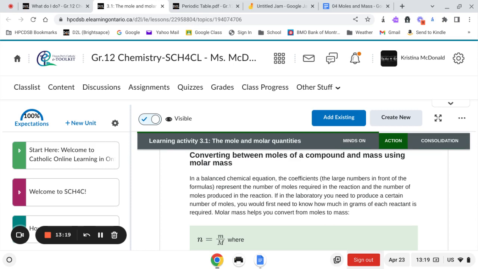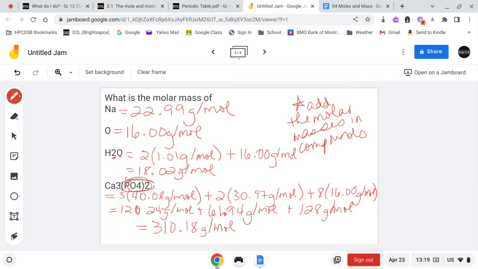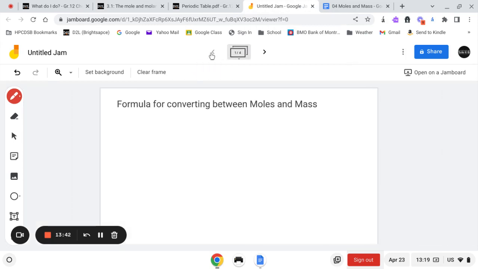And conversely, what if I didn't have the molar mass of a substance? So we know oxygen is 16 grams per mole. Well, what if I had 32 grams per mole? What if I had 100 grams of oxygen? How many moles would I get? So you can convert things back and forth. And here is our formula that we're going to use. So I'm just going to come back to the Jamboard here, and I want to talk about the formula that we use to convert between moles and mass.